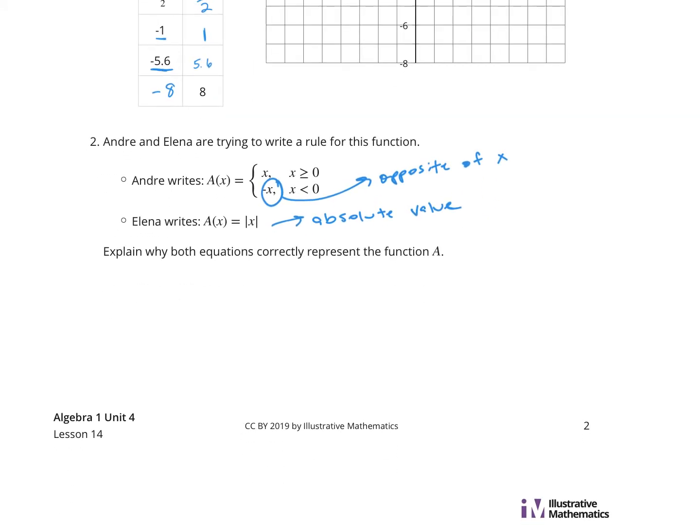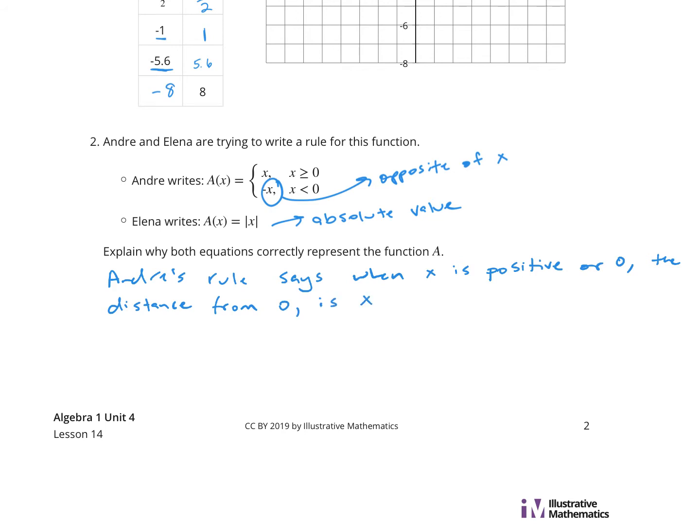All right, so when looking at Andre's rule, Andre's works because he takes into consideration that it is a piecewise function that has two separate rules. So Andre's rule says when x is positive or 0, the distance from 0 is x, right? We don't have to worry about anything.